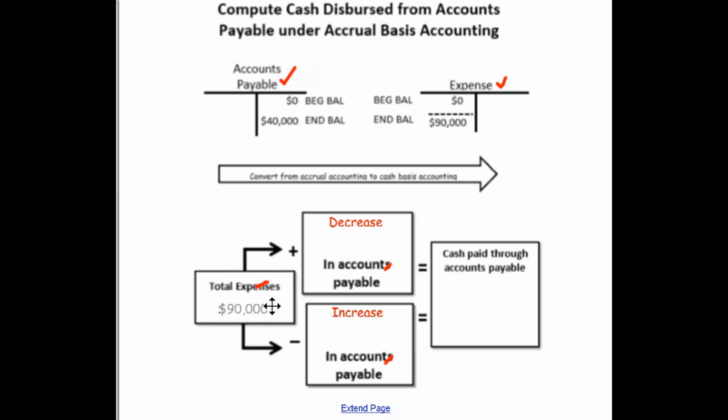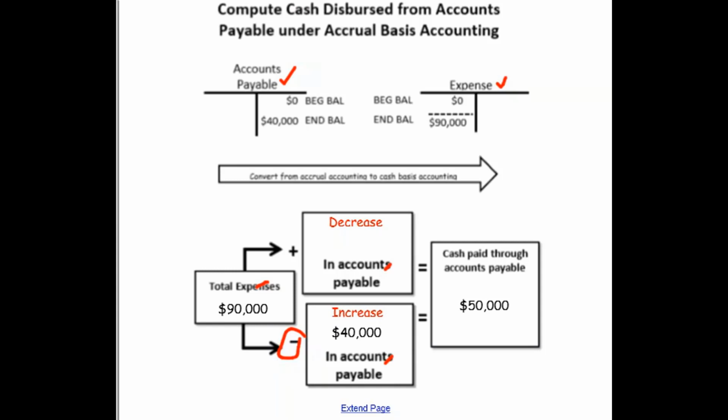In this case, our total expenses are equal to $90,000, and that's inserted. Then, did we have an increase or a decrease in accounts payable? It started at 0 and we had an ending balance of $40,000. So we ended up with an increase in accounts payable of $40,000. We take our total expenses, subtract out our increase in accounts payable, and the cash paid through accounts payable nets out to $50,000. If you'll remember, that's exactly the amount that was in our previous slide.